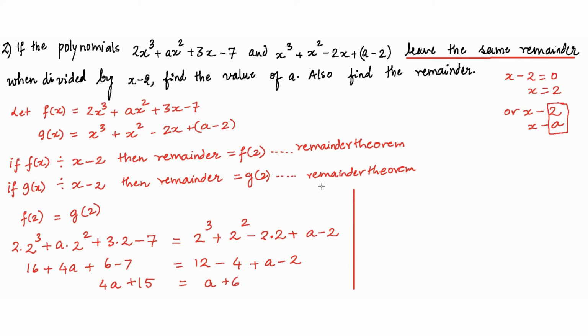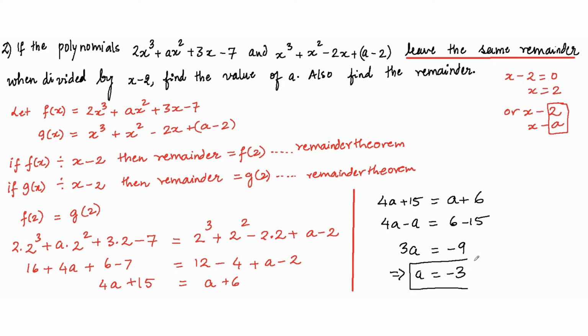So let us find the value of a now. I can use the principles of linear equations. 4a plus 15 is equal to a plus 6, which means 4a minus a is equal to 6 minus 15, and therefore 3a is equal to negative 9, which means a is equal to negative 3. Hence the value of a is negative 3.